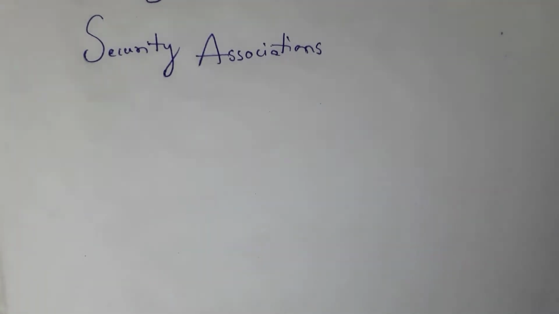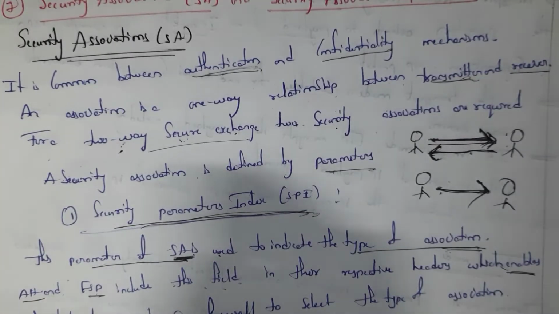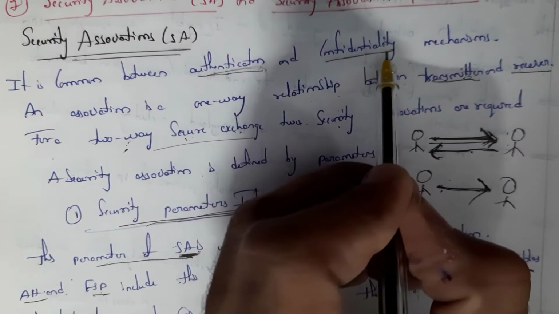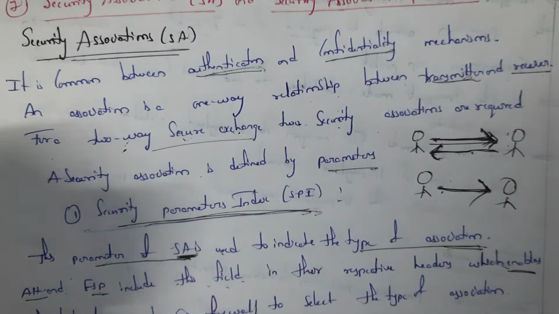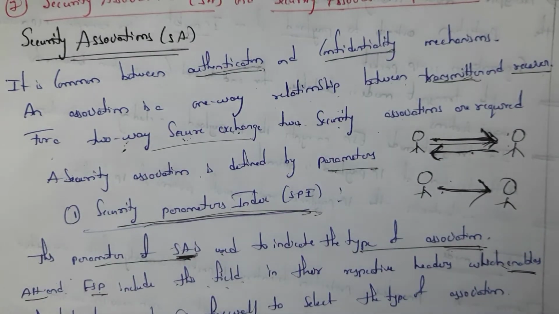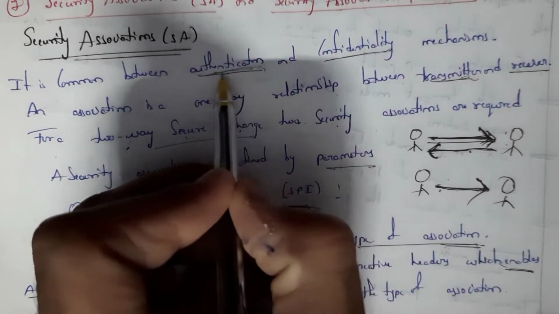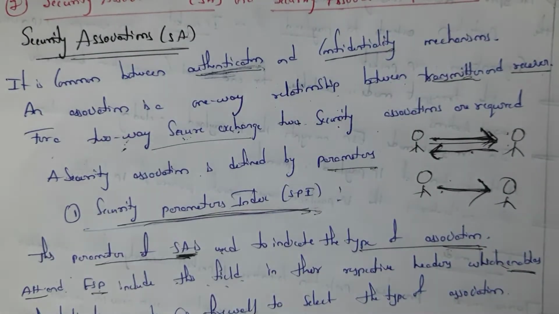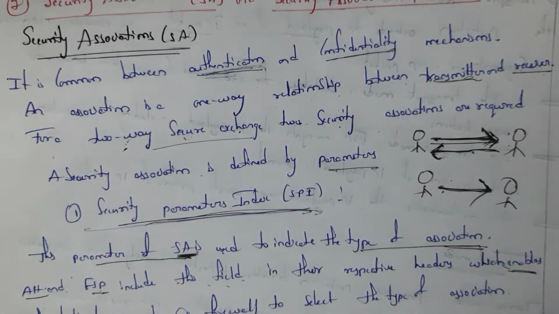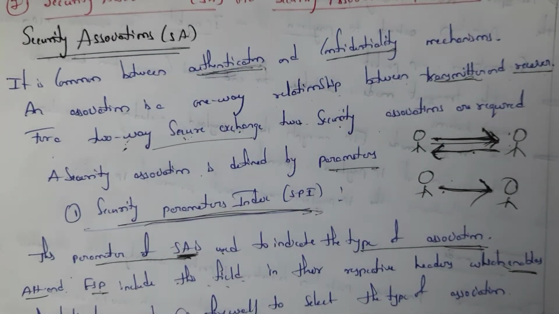Let's start our video. See, security associations are common between authentication and confidentiality mechanisms. These security associations provide authentication and confidentiality. Authentication means keeping passwords, whereas confidentiality means keeping data secret without others knowing it.